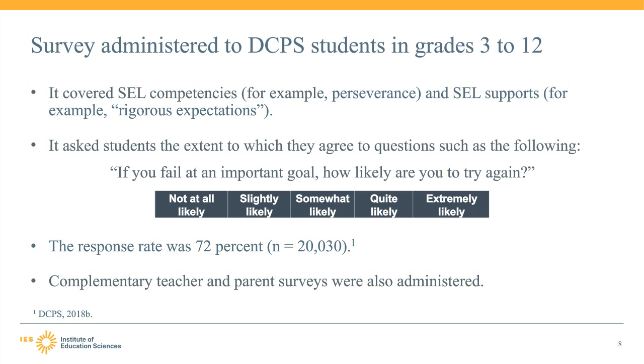For the first year of its administration, the response rate was 72% of students from the over 20,000 district students in eligible grades. And while complementary teacher and parent surveys were also administered as part of this effort, the data from those surveys were not used in the work we're focusing on today. And while DCPS had collected this great data, there's really little formal guidance that currently exists on how districts can effectively use this type of data to inform their policies and practices.